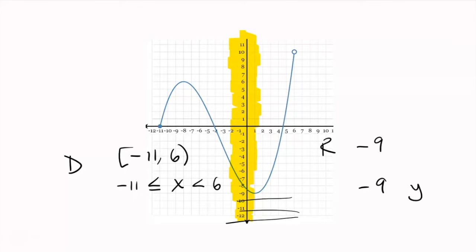At negative 9, do I see a hole? Do I see that circle? No. So that negative 9 is included. That means it is closed in that notation, less than or equal to in that notation.